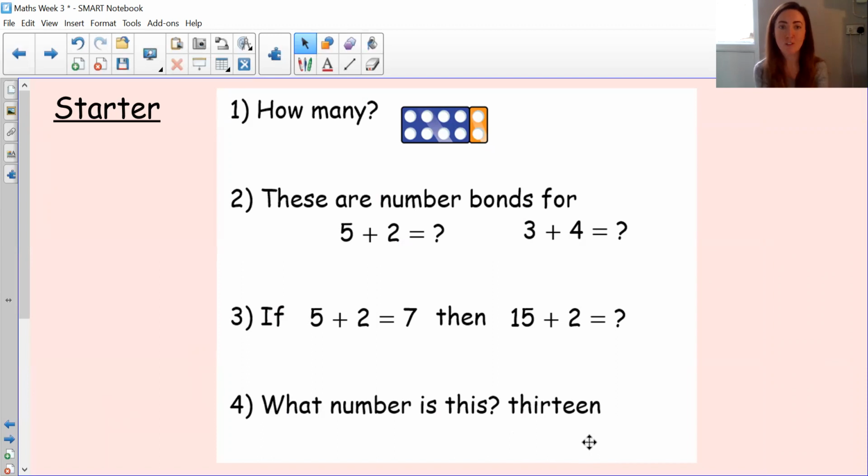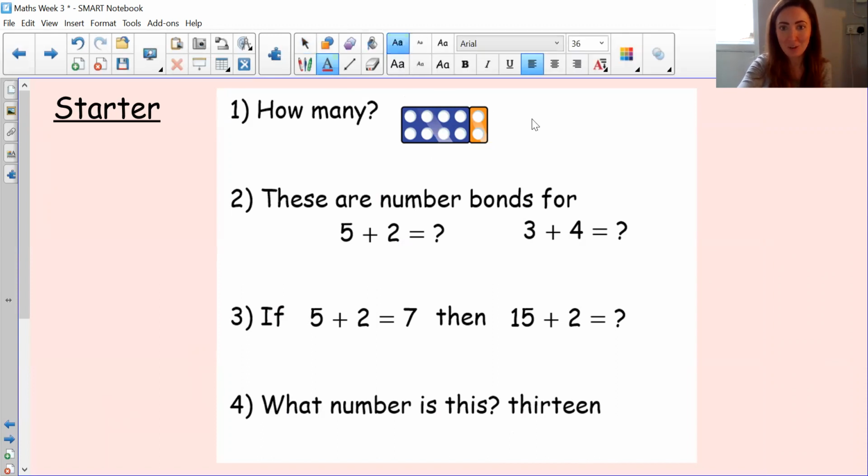Okay, hopefully you've written your answers down. Let's see how many you got right. So number one, how many? Well, we have an 8 here and a 2 here. So 8 add 2 equals 10. One of our number bonds to 10. These are number bonds for which number? 5 add 2 and 3 add 4. They both equal 7. So they are both number bonds for 7.